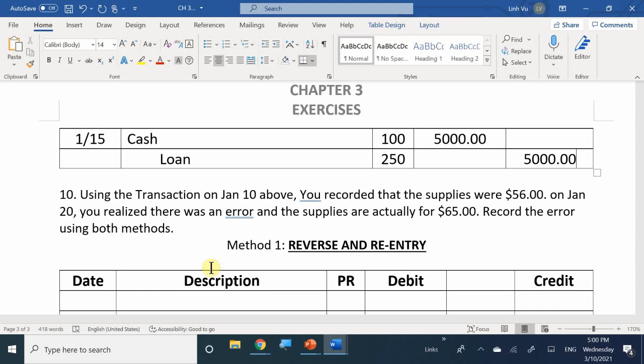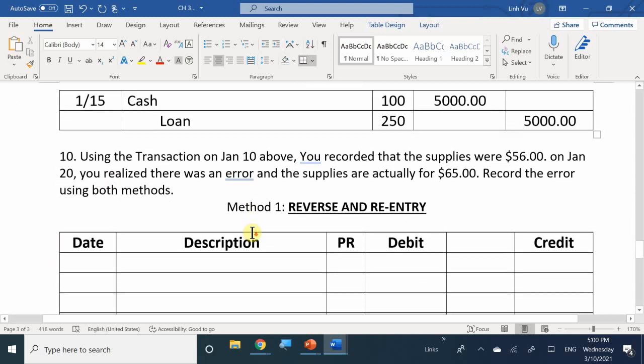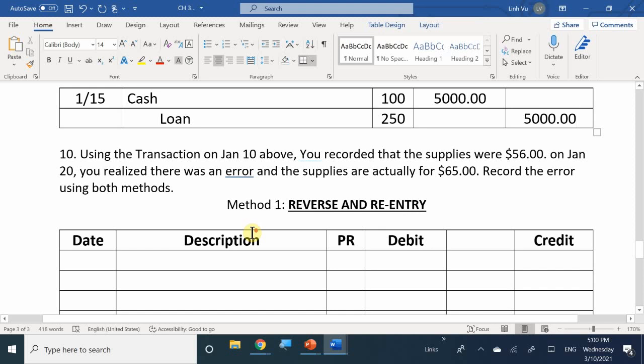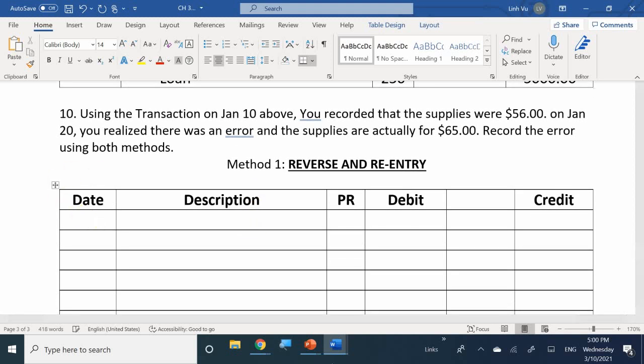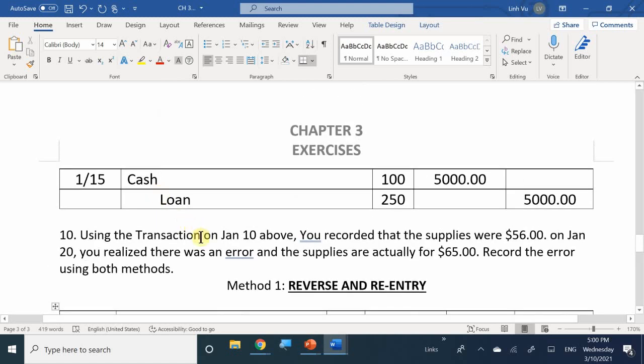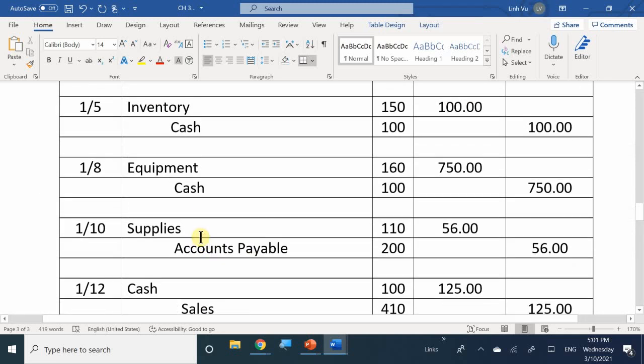This is days later. So if I found out on January 20th, let's go ahead and exercise both different methods. So let's look at the reverse and the re-entry, okay? If I found out on January 20th that my original entry recorded the supplies for $56 on account, let's take a look at it. Here we are. We got a debit to my supplies and a credit to my accounts payable for $56.